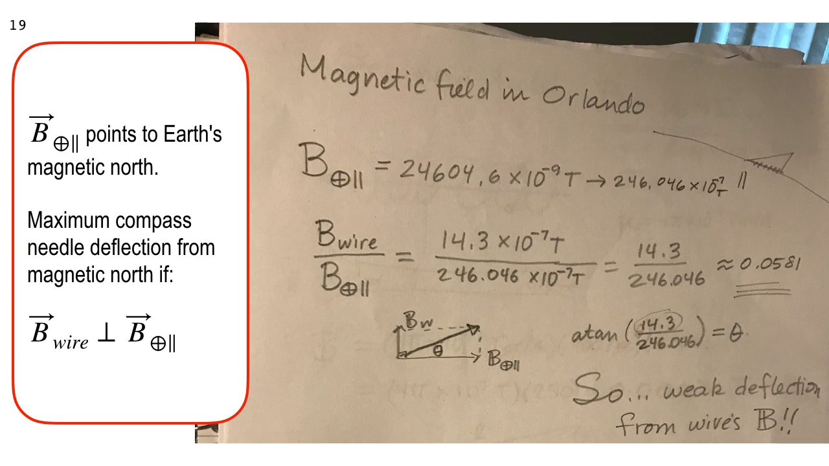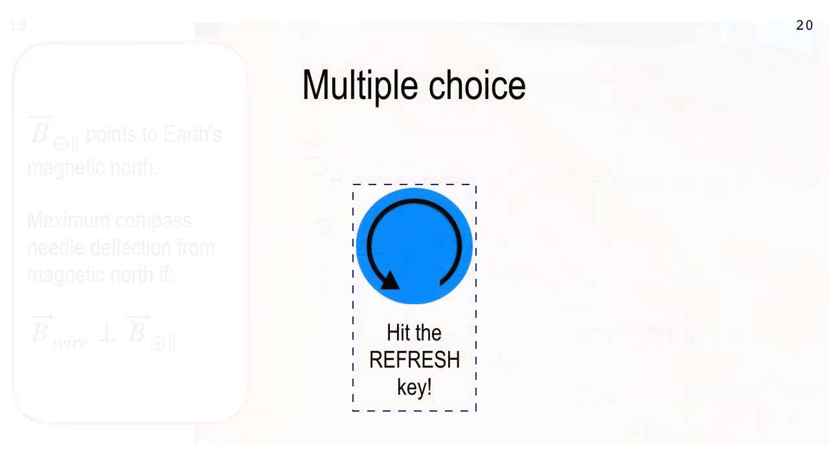So my wire has a weak deflection from the wire's B field. All right, now let's go ahead and switch to laptop. I'll operate from here. You can keep sitting there. Now, what we're going to do now, get your clicker out. We're going to do a multiple choice question.